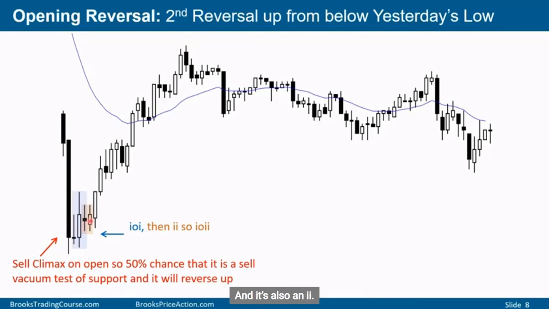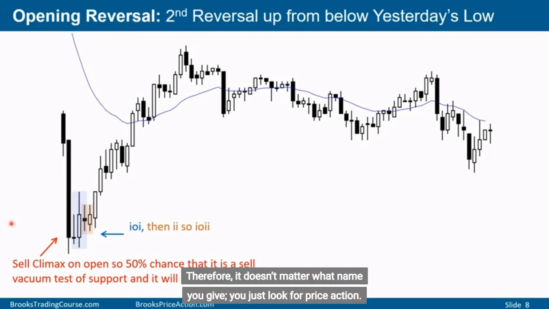And it's also an II. If you want, you can call it an IOII. You can call it just an IOI. You can call it an II. It doesn't matter what you call it. Remember, these are all potential reversal patterns. Therefore, it doesn't matter what name you give. You just look for price action.